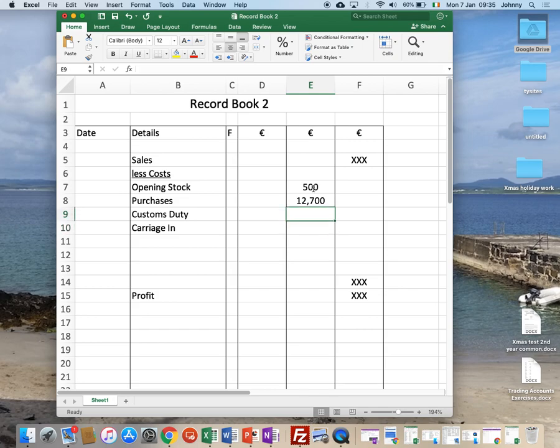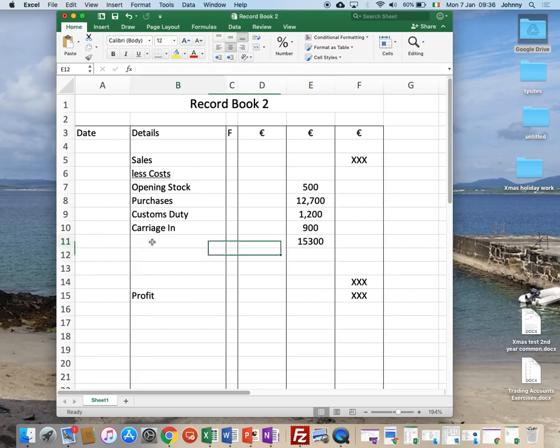I had to spend an extra, let's say, 1,200 on customs duty, and on my carriage in, which is the transport to get the goods to me, let's say I spent €900. When I add all of these numbers together, that gives me the amount of money I spent on buying goods, which I then hopefully was going to be able to sell to make a profit. We okay with that so far?